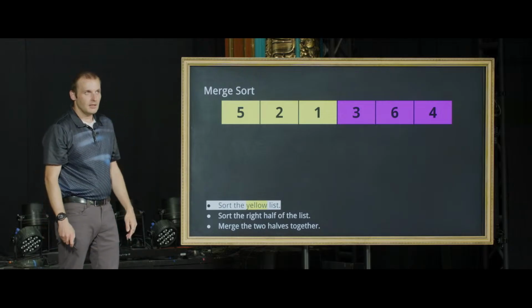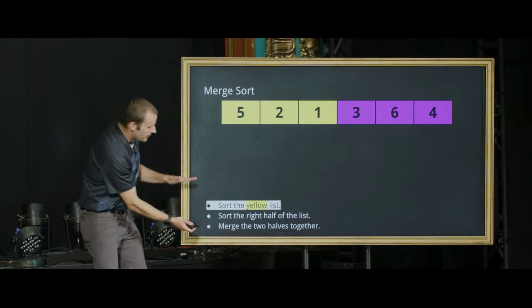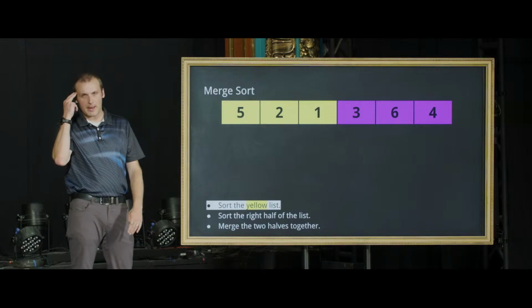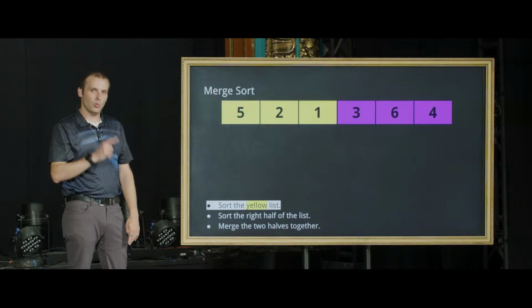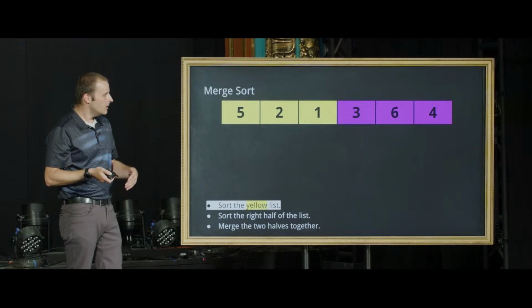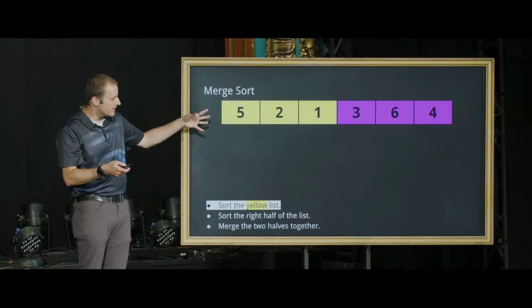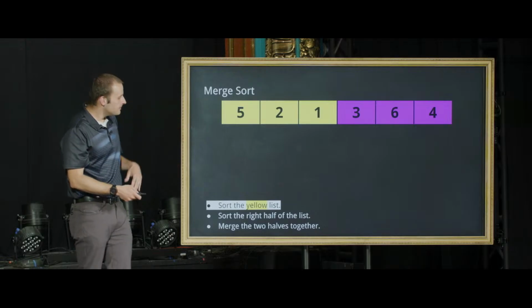So instead of saying sort the left half of the list, I've just changed this to now sort the yellow list. Well, I don't know how to do that, and the only thing I have for an algorithm are these 3 steps and the fact that I remember that a list of size 1 is trivially sorted. So what can I do? The only option I have is to do it again. Take this yellow list and apply our algorithm to it.